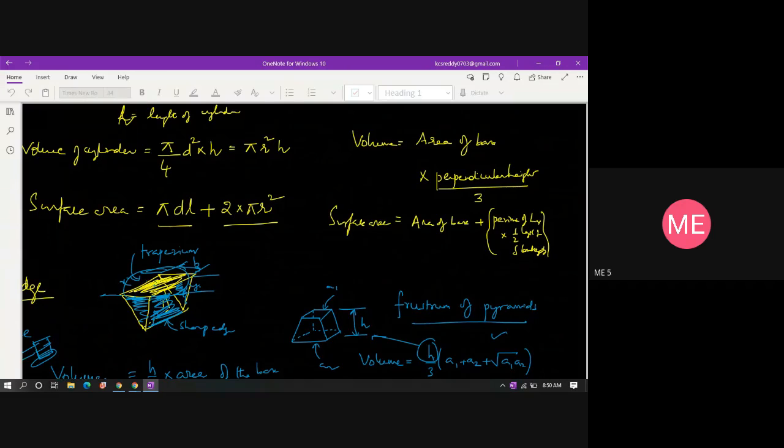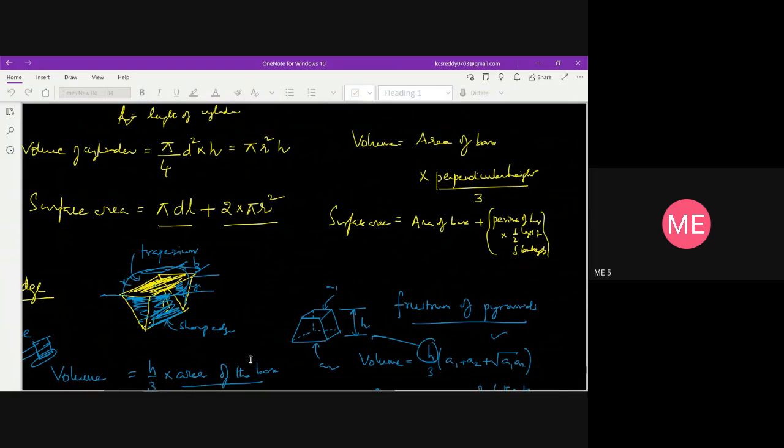Here, if it is a square pyramid, then the area of the base will be taken as s square, or x square, the side of the square, into the perpendicular height of the square pyramid, divided by 3. The surface area is equal to the area of the base plus the perimeter of the base into half of the slant length. So this is the volume and surface area of any pyramid.